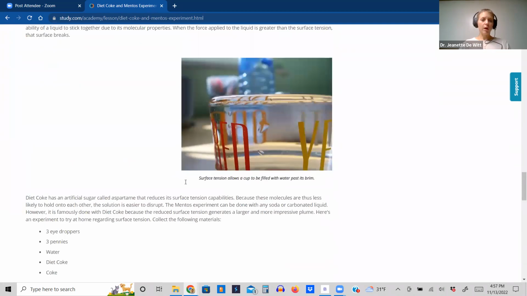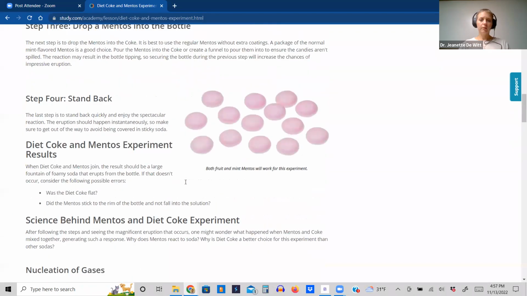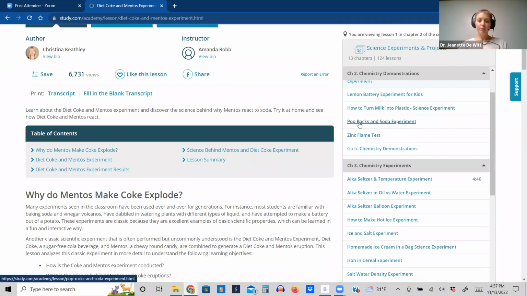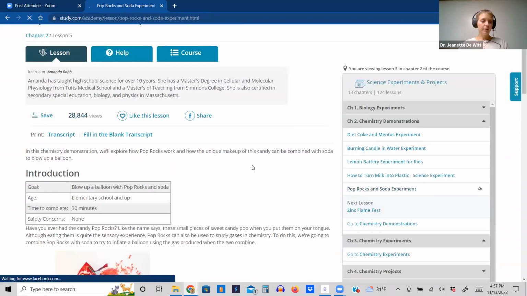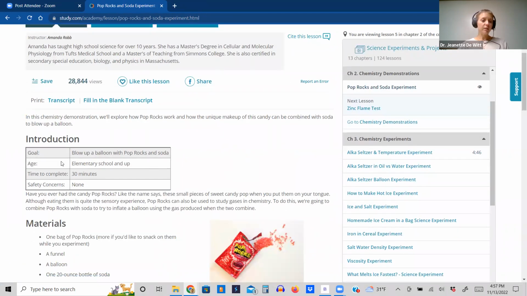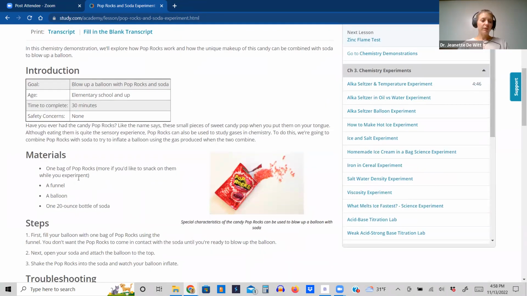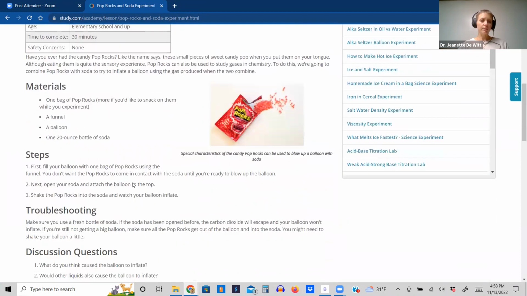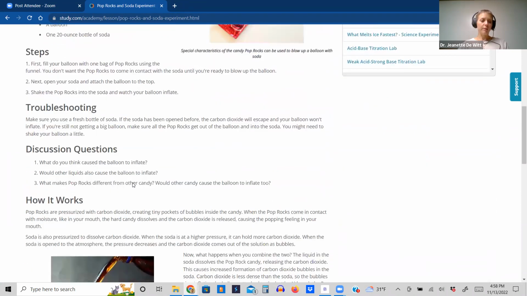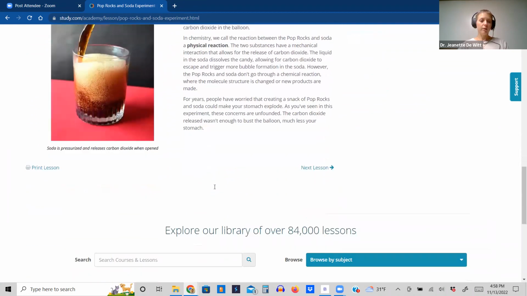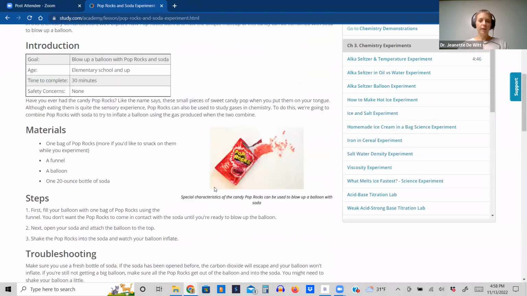So I'm going to scroll up here and just look at other experiments. My kids would totally like the pop rocks and soda experiment. And this is a good one. It's elementary school and up, but it's quick. It's 30 minutes and it's just something fun. Plus something very inexpensive to purchase. And again, trying to make learning fun is all part of the homeschool experience.